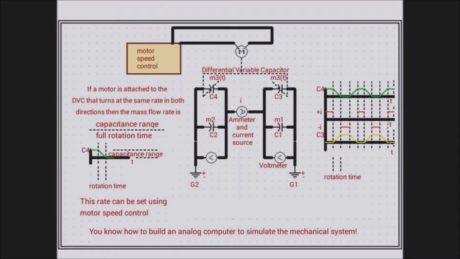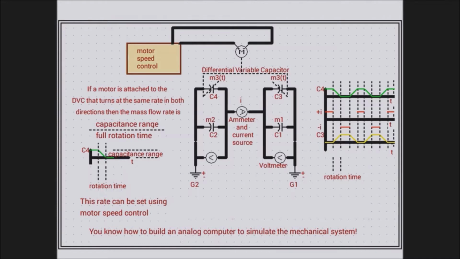This rotation time can be seen in the waveform as the area between the dotted lines. This is the time where the capacitance is sloping up or down. That is the full rotation time. We can use this motor speed control to set this rate at a desired value.